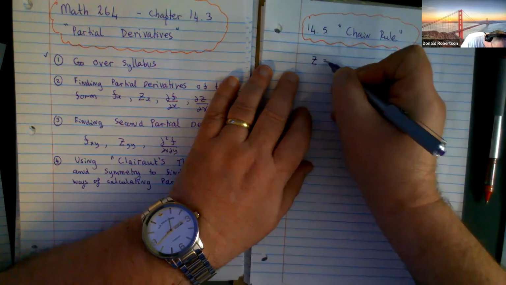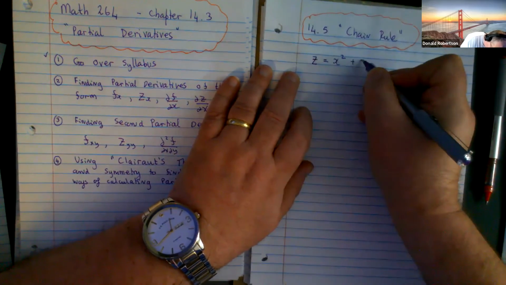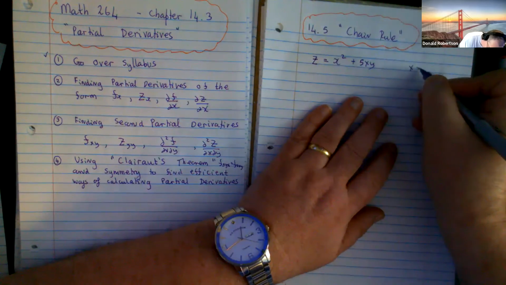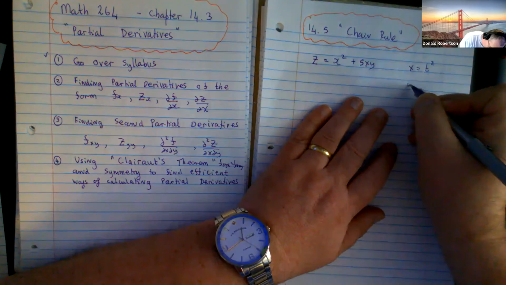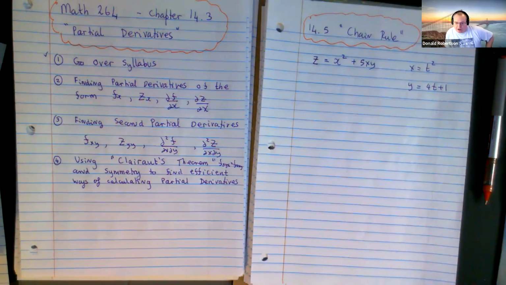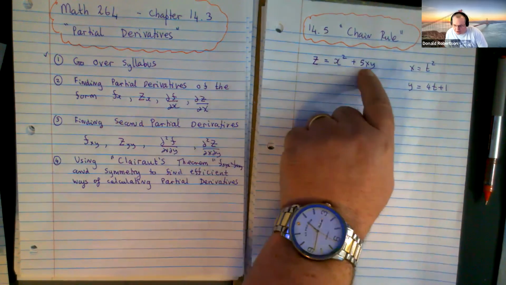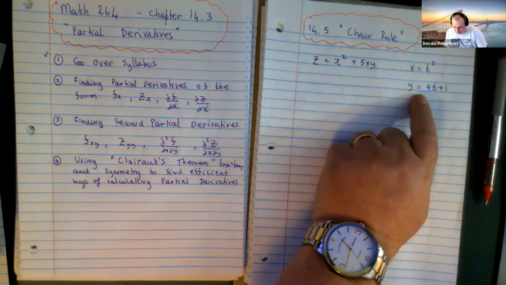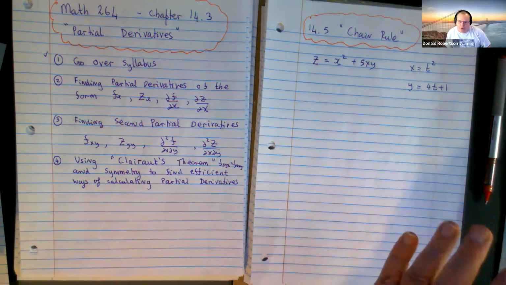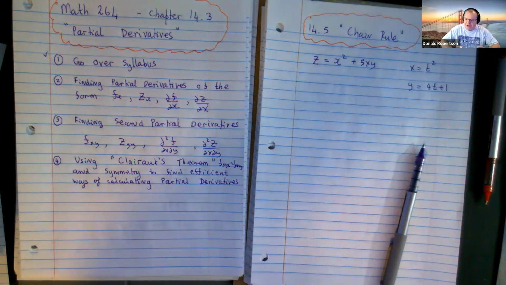So suppose z is equal to x squared plus 5xy, and suppose x is t squared and y is 4t plus 1. So what we have is z is a function of x and y, but x and y are themselves functions of time. This type of situation happens when you've got a surface in 3D that is changing through time. You can imagine a flowing hill, but 1 second later the hills went higher and the valleys went lower.